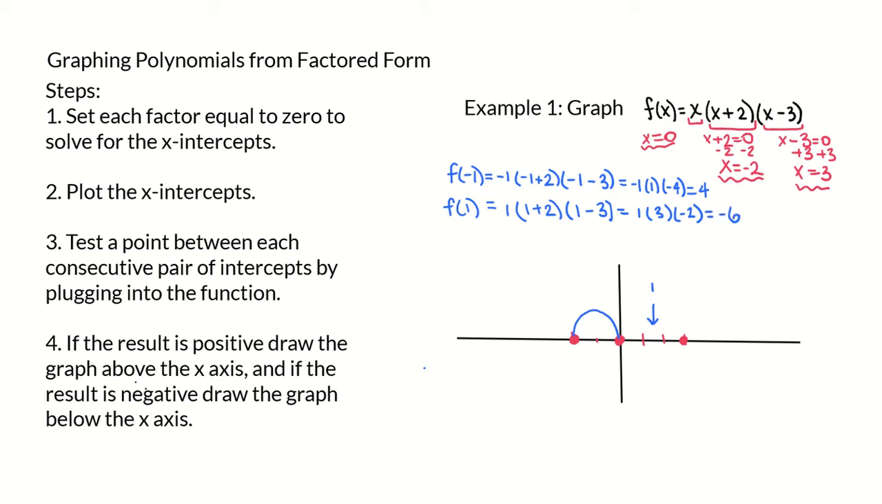Step 4 says if the result is positive, draw the graph above the x-axis, and if the result is negative, draw the graph below the x-axis. So between these intercepts, we'll draw the graph below the axis.